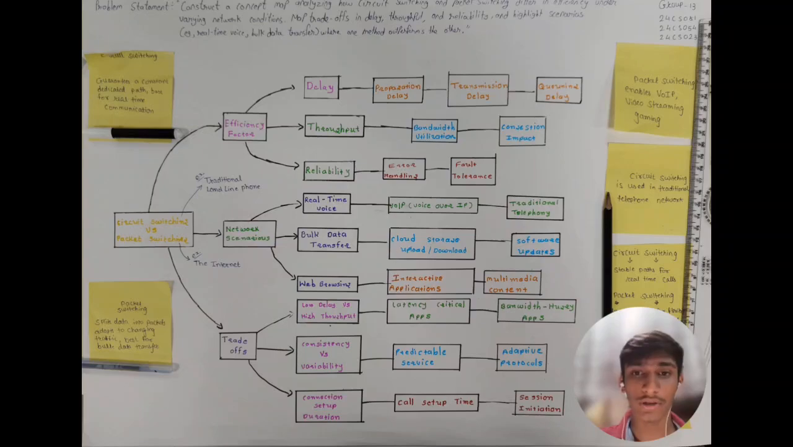Our concept map also includes crosslinks to show relationships. For example, one crosslink connects delay and throughput trade-offs. Circuit switching minimizes delay but is not efficient for bulk transfers, while packet switching increases throughput but can introduce variable delay. Another crosslink shows that real-time voice is supported better by circuit switching, while bulk data transfer and web browsing are handled better by packet switching.